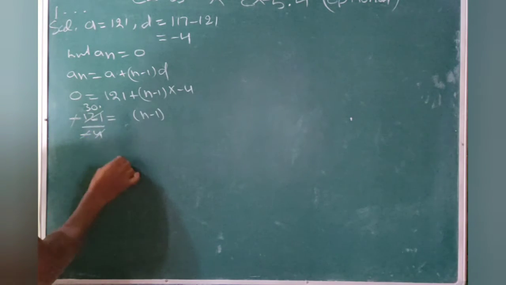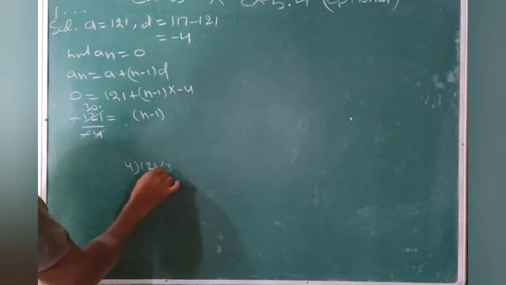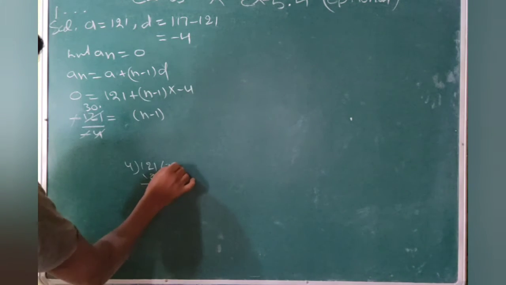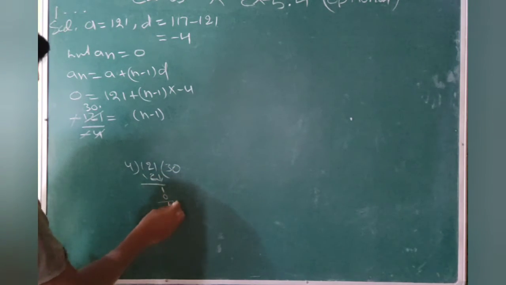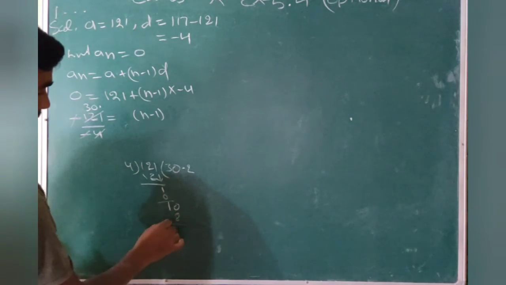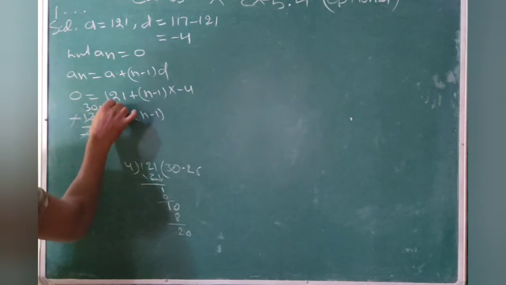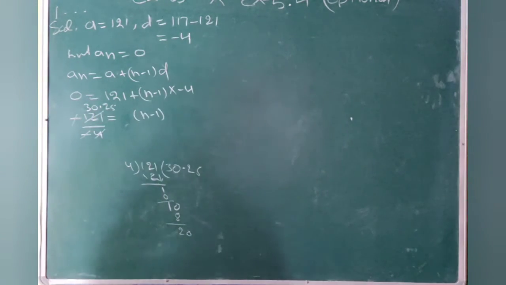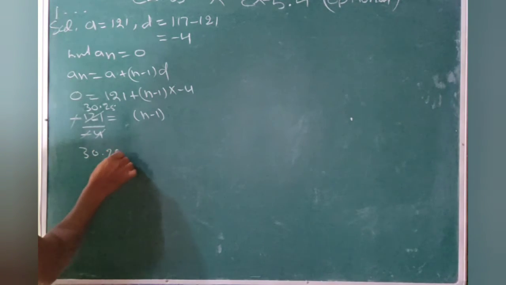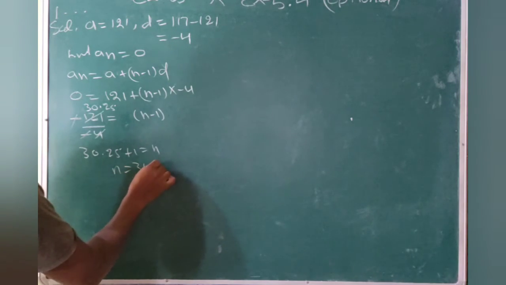If we are facing the problem, we can divide here. 4 3 ja 12, and then 1, 4 0 ja 0, and then by decimal that will be 20, 4 2 ja 8, and then 4 5 ja 20. So that will be 30.25, and then 30.25 plus 1 is equal to n. So n is equal to 31.25.